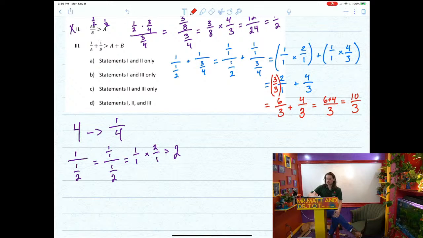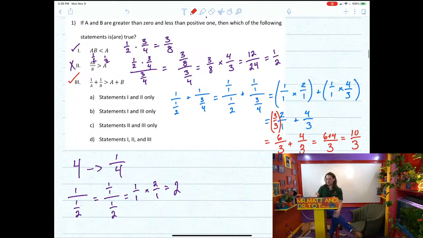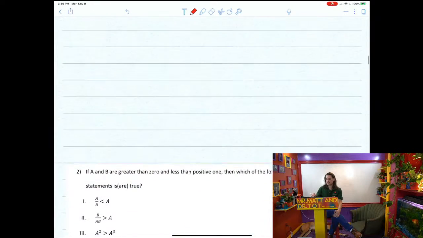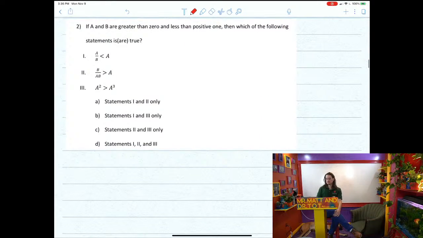So statement 2 is true, and so our answer here is going to be 1 and 3 only, which is answer selection B. If you have any questions, then please let me know. Otherwise, take a look at number 2.